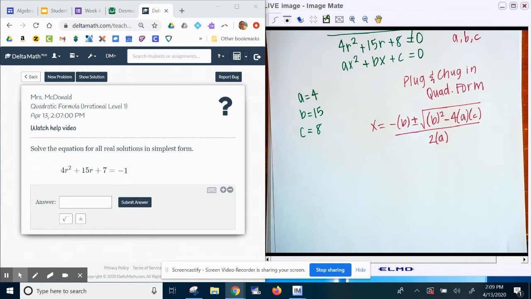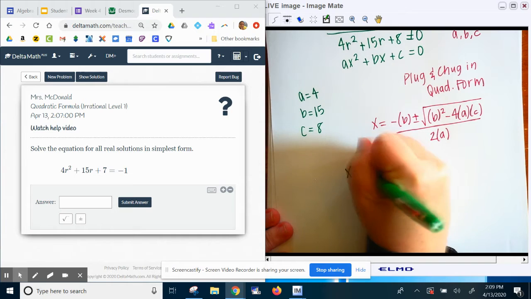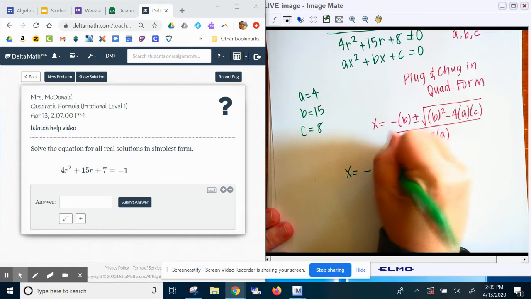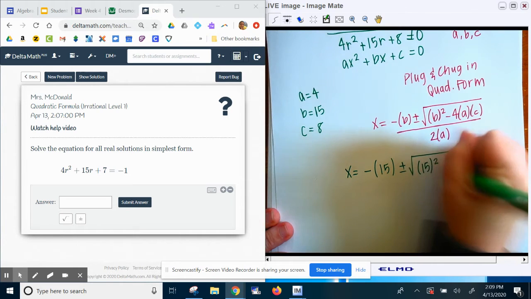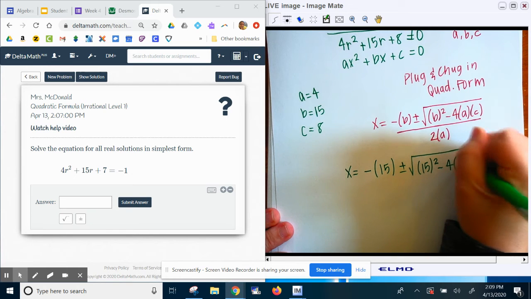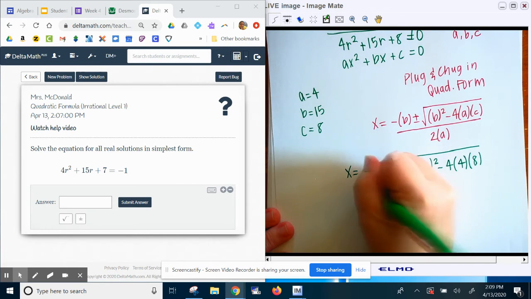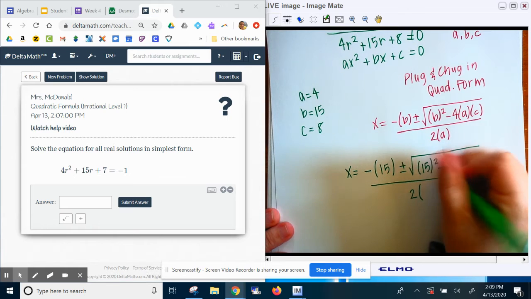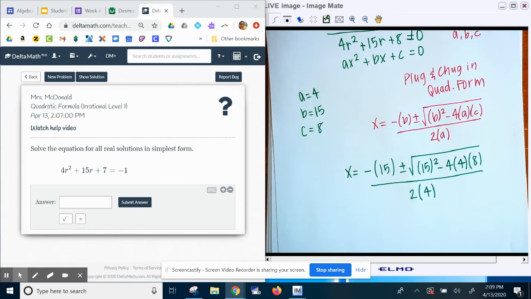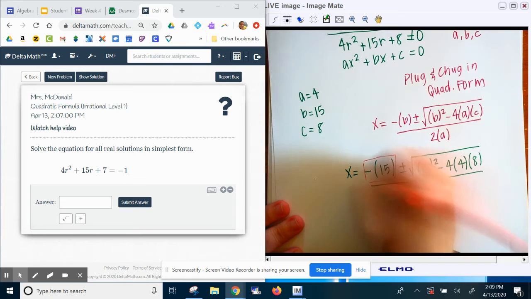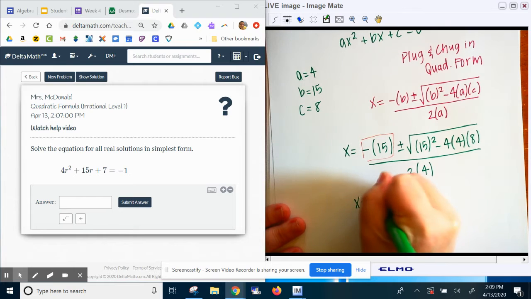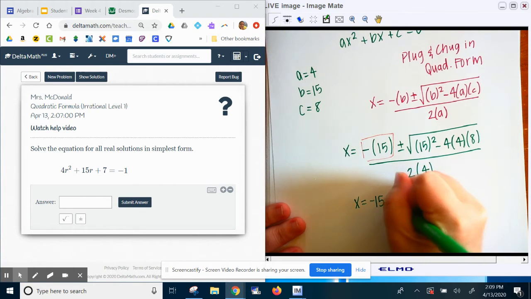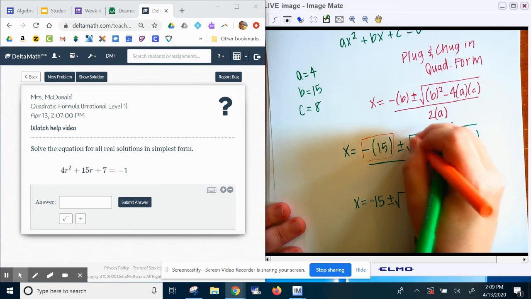Now that I've got that, I just need to plug it in and chug it out. So I've got x equals the opposite of b, which is 15, plus or minus the square root of b, which is 15 squared, minus 4 times a, which is 4 this time, times c, which is 8, all over 2 times a, which is 4. Now that we've got it plugged in, remember we like to simplify in 3 locations. Front is first. So we've got the opposite of 15, which is -15. Then I keep my plus or minus and my square root, and I simplify all of this stuff.